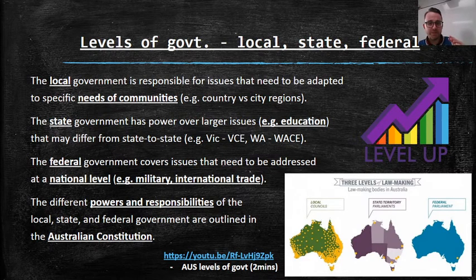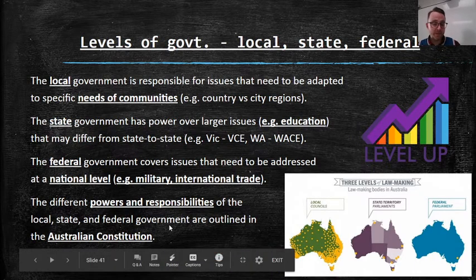What was the point of federation if we're just going to keep acting as six individuals? That's what the federal government is for, the one team of Australia. The different powers and responsibilities of the local, state, and federal government. We didn't pick them out of a hat. We didn't pick them at random. They were outlined in the Australian Constitution.